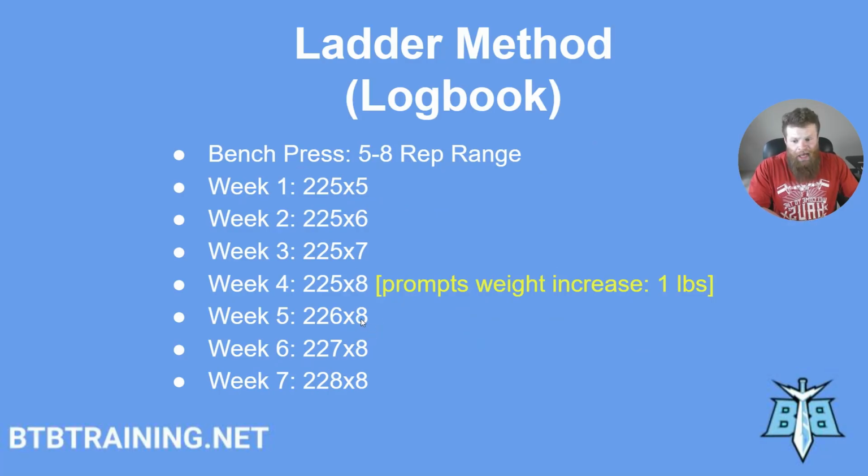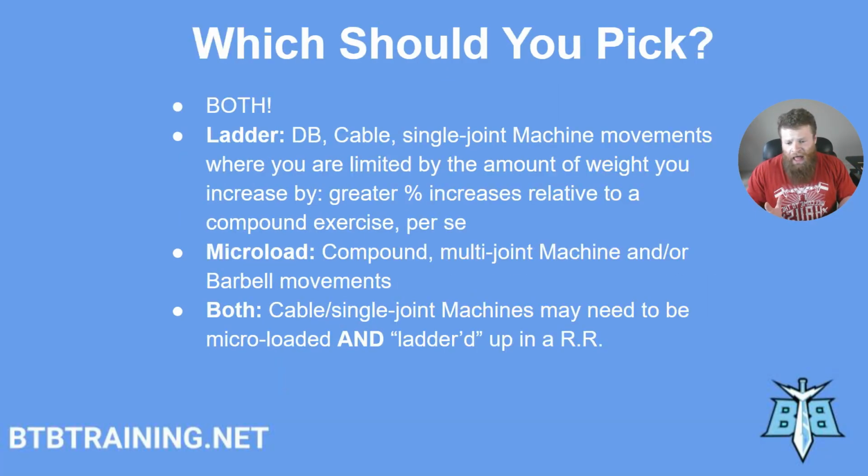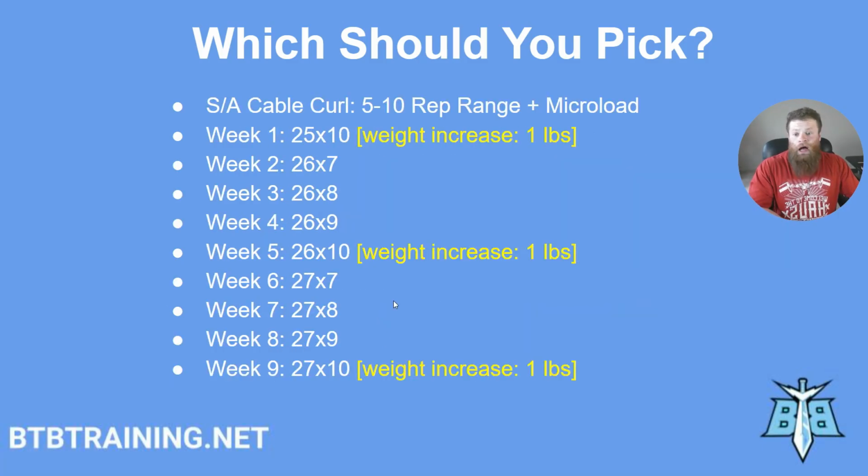This example of being able to add 1 pound every week and keep your reps the exact same is something that I have seen happen for years with myself and with my clients. With a lot of those exercises, you can add smaller amounts of weight every single week and keep your repetitions exactly where they are. And that very rarely works out with a lot of your dumbbell and cable exercises there. But I do think that those cable and single joint machines may be exercises where you need to both microload and ladder up into a rep range.